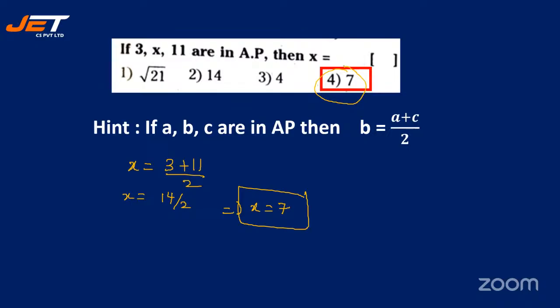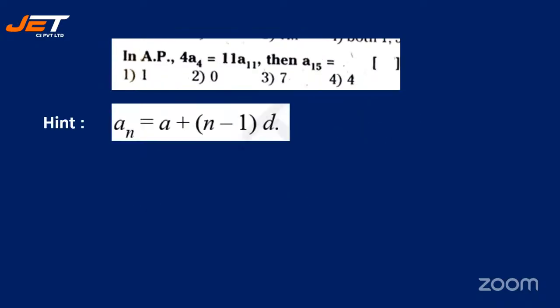Andrew Reddy, Raghu, Aleti, Kasturi, many are giving me option 4. Harish, yes, good, fine. Now let's move on to the next question. We have in AP 4A4 is equal to 11A11. Then what is A15?